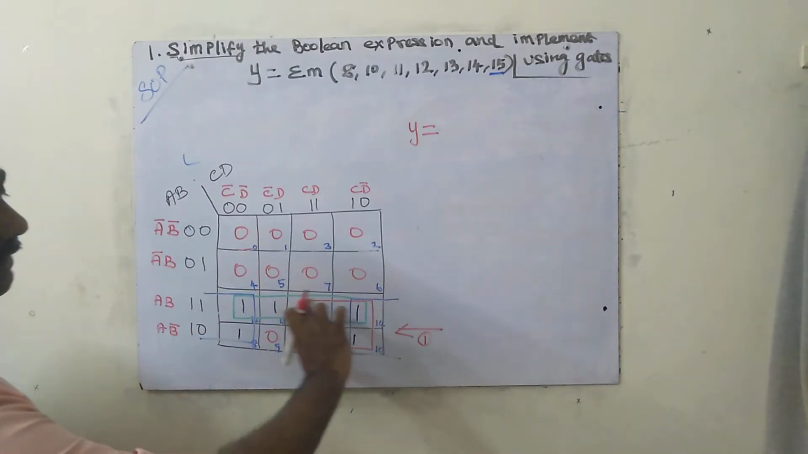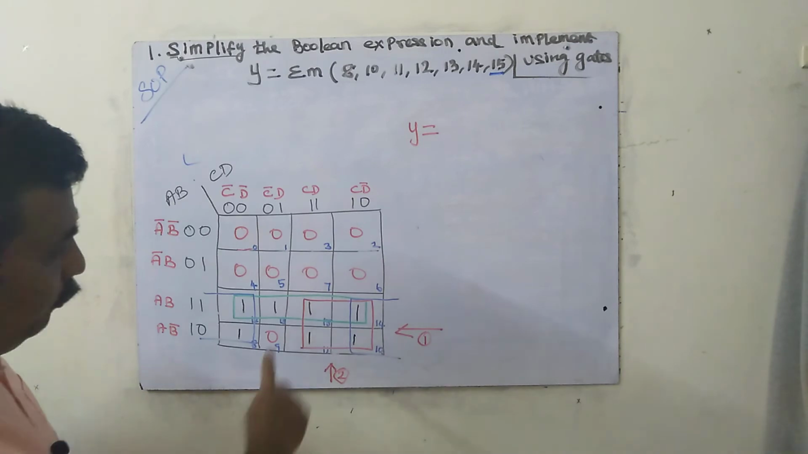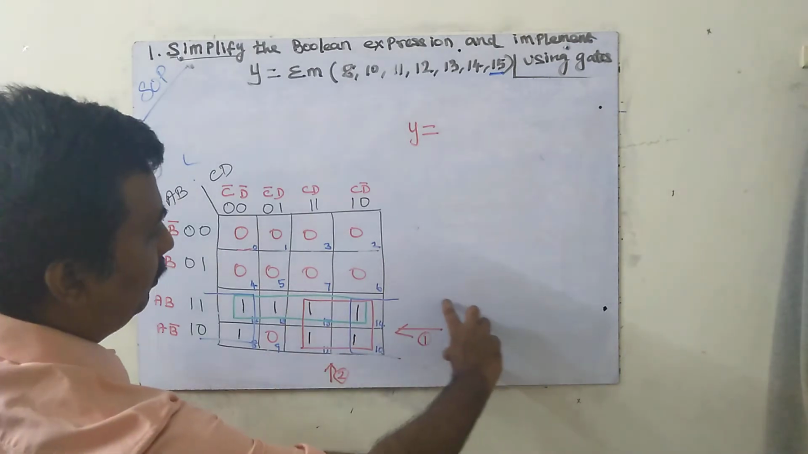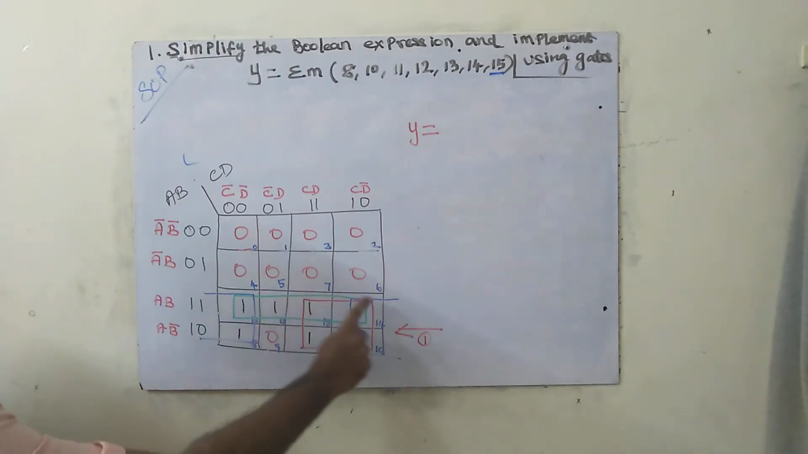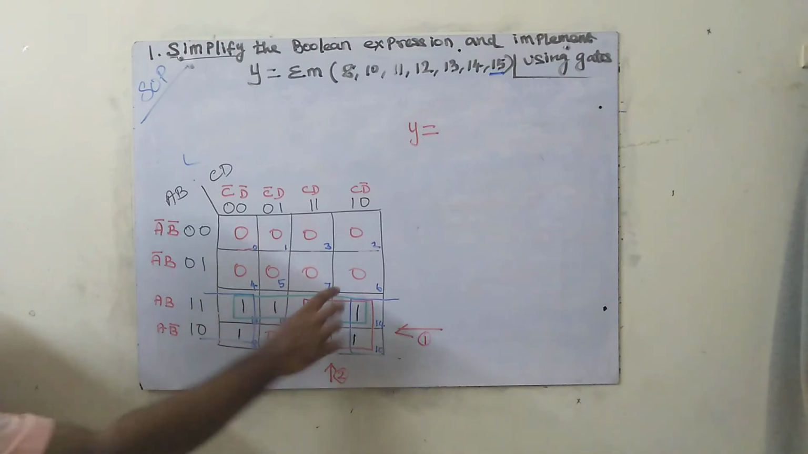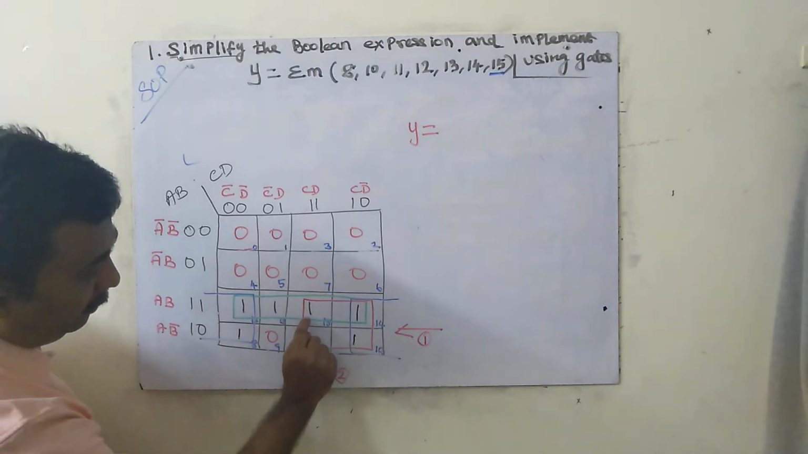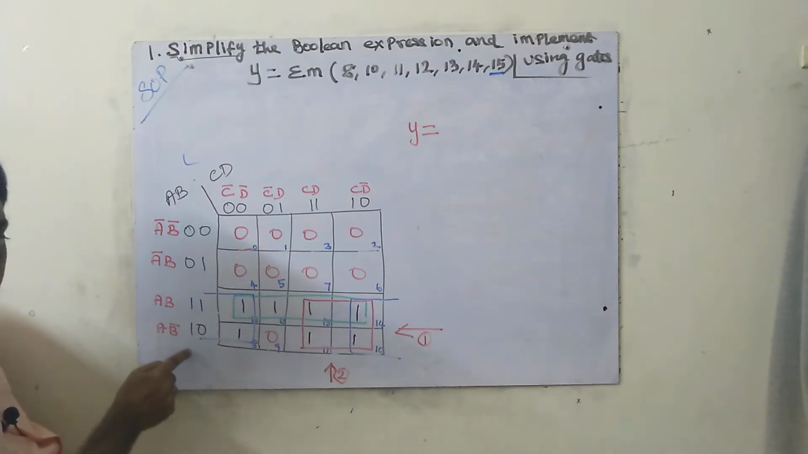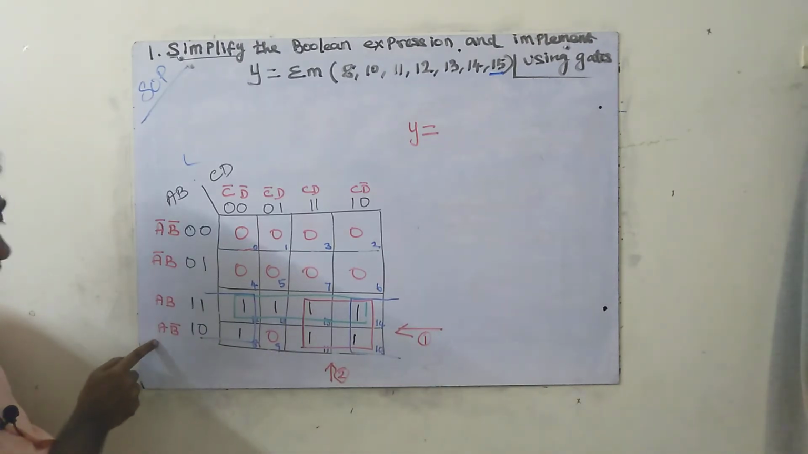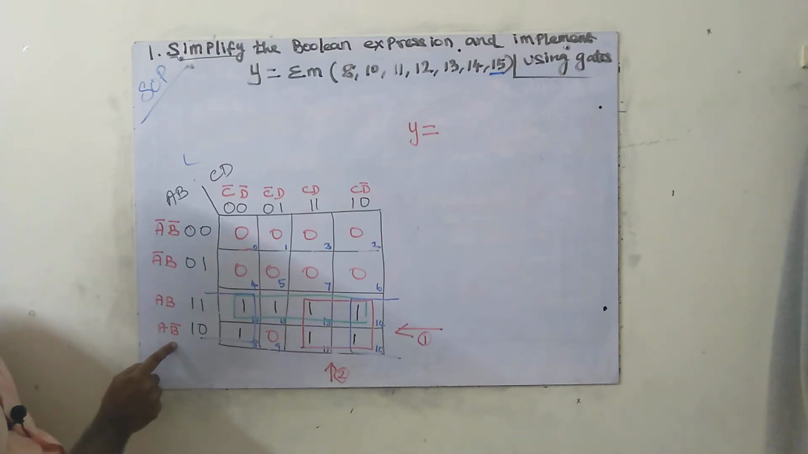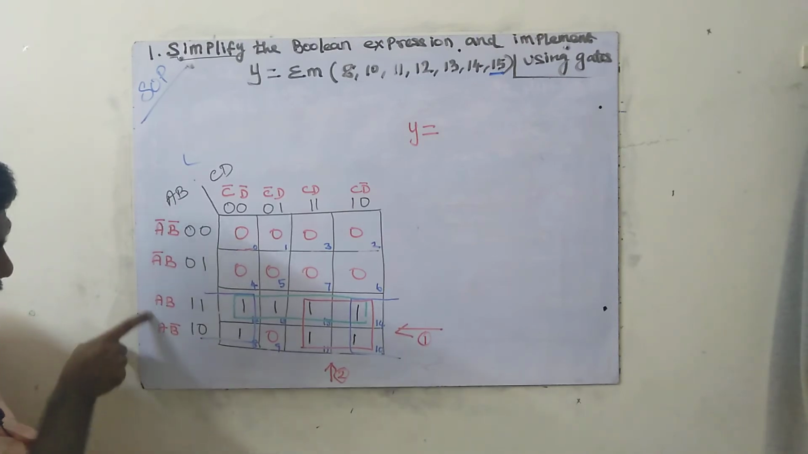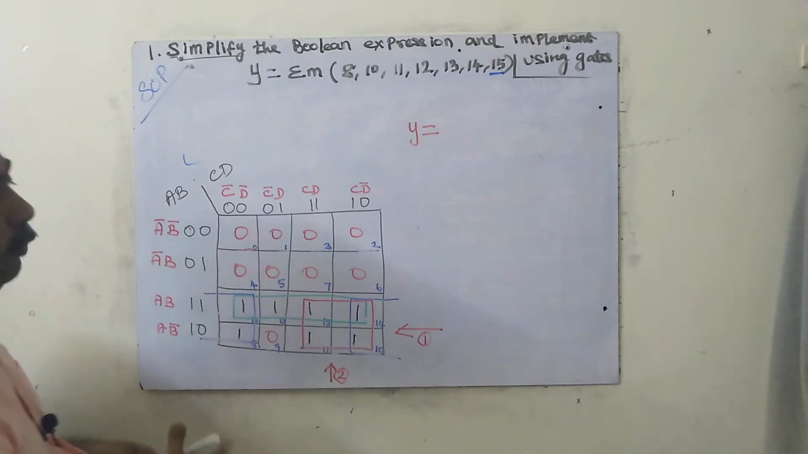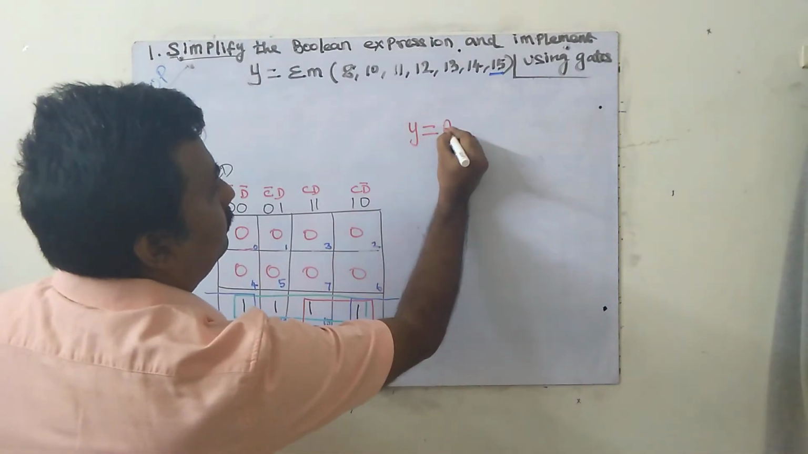I had to see this red color box. For all 4 ones, which is common? For all 4, the red color box 1 1 1 1, if I see here, A is common, whereas B is changing from B to B bar. So we should not take B. We have to take the letter which is common. So Y equal to A.